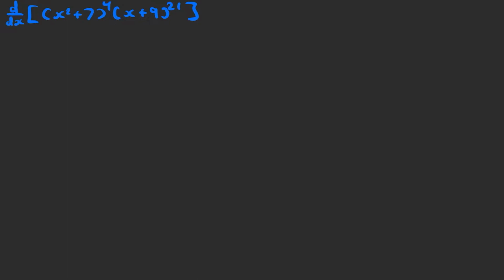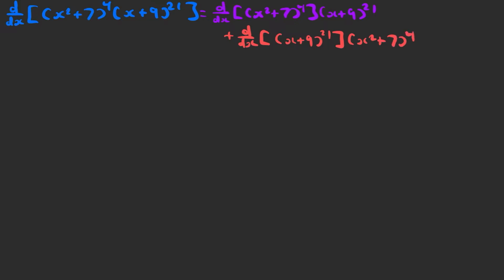So in this scenario, we observe that we have the product of two functions, and as we covered in our previous episode, we always have to use the product rule in this scenario. So, okay, let's do the product rule and see what happens. This will be equal to the derivative of (x squared plus 7) to the power of 4 times (x plus 9) to the power of 21 plus the derivative of (x plus 9) to the power of 21 times (x squared plus 7) to the power of 4.